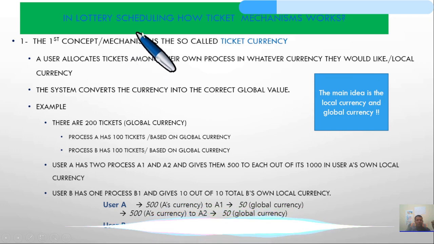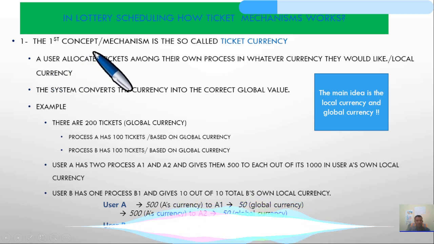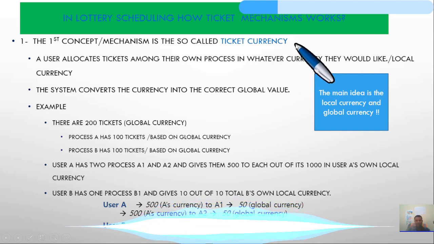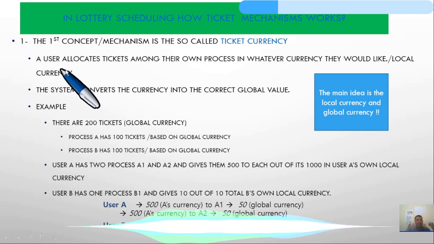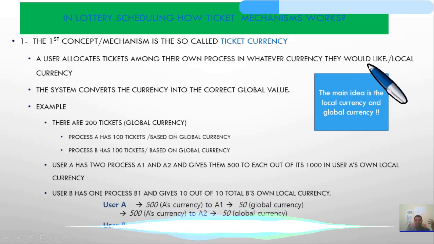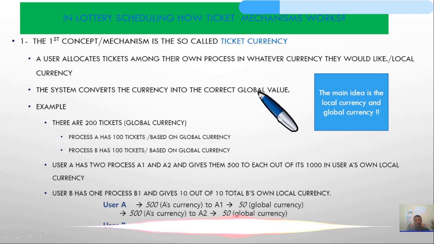The other issue in lottery scheduling is how the ticket mechanisms work. The first concept is the so-called ticket currency. A user allocates tickets among their own processes in whatever currency they like, for example a local currency. The system then converts the local currency into the correct global currency. The main idea here is what is local currency and what is global currency.